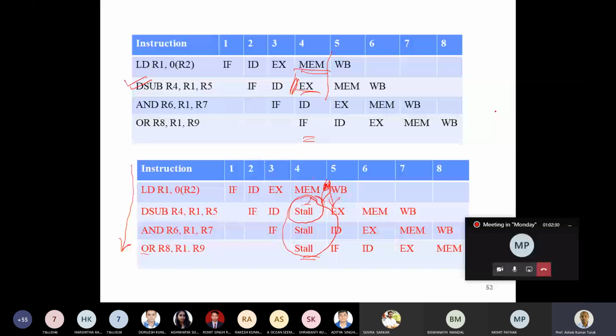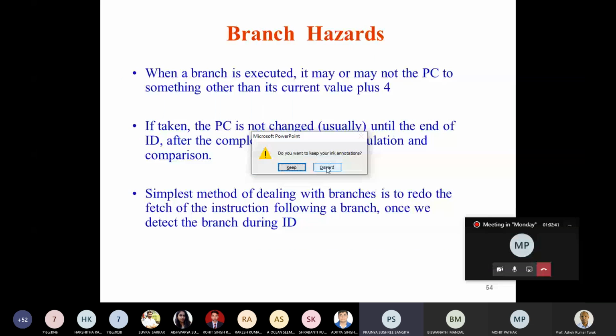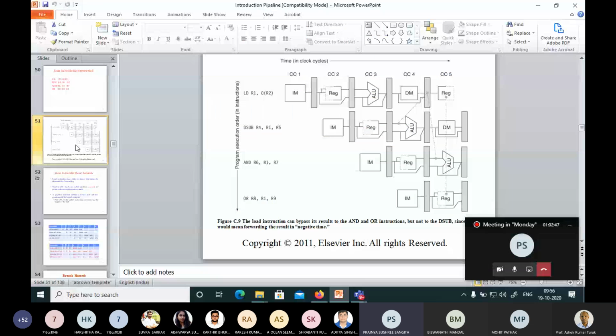Hello, sir. Yes. Sir, in today's class, when you were talking about forwarding, you said the hardware will decide whether the operands to be used by the current instruction in the ALU are the destination of the last instruction. Does it check the last two instructions, or is it dynamic?